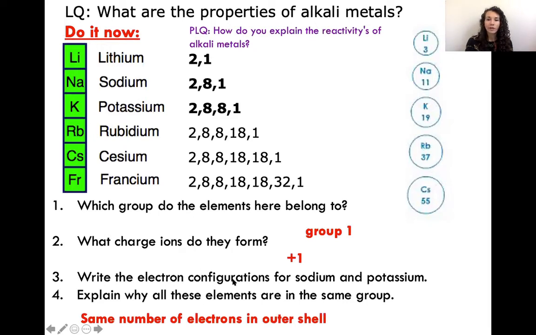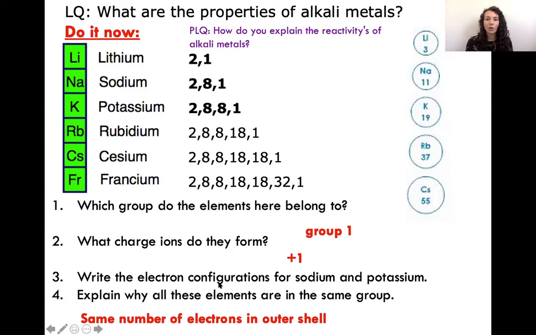Write the electron configurations for sodium and potassium. Remember, as you go down the group in the periodic table, the elements are becoming larger, because they are increasing their number of outer shells. Okay, so sodium would be two electrons in the first shell, 8 electrons in the second shell, and that 1 in the outer shell. Remember, because they're in group 1, they will always have 1 electron in that outermost shell. So that's why the last number is always 1.